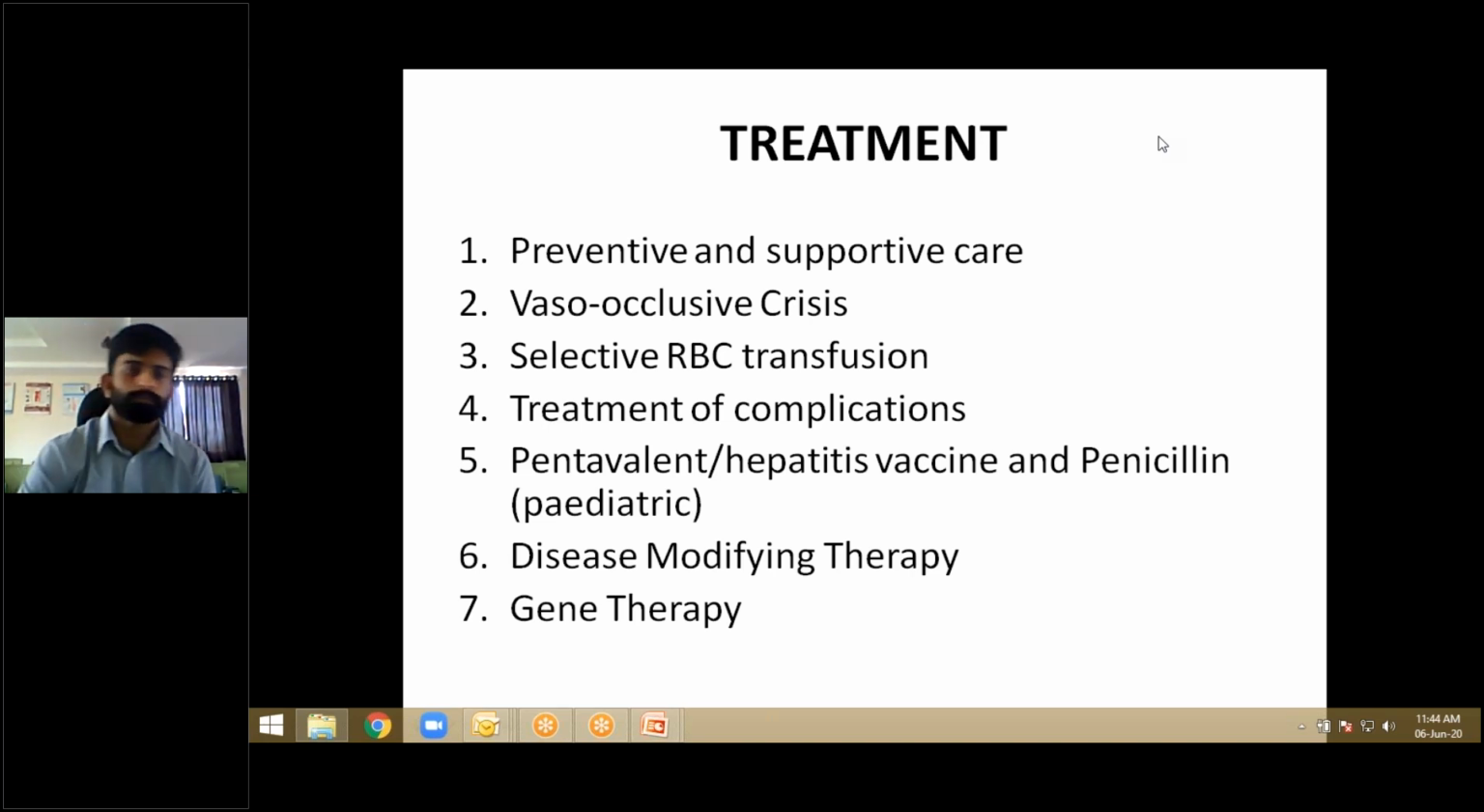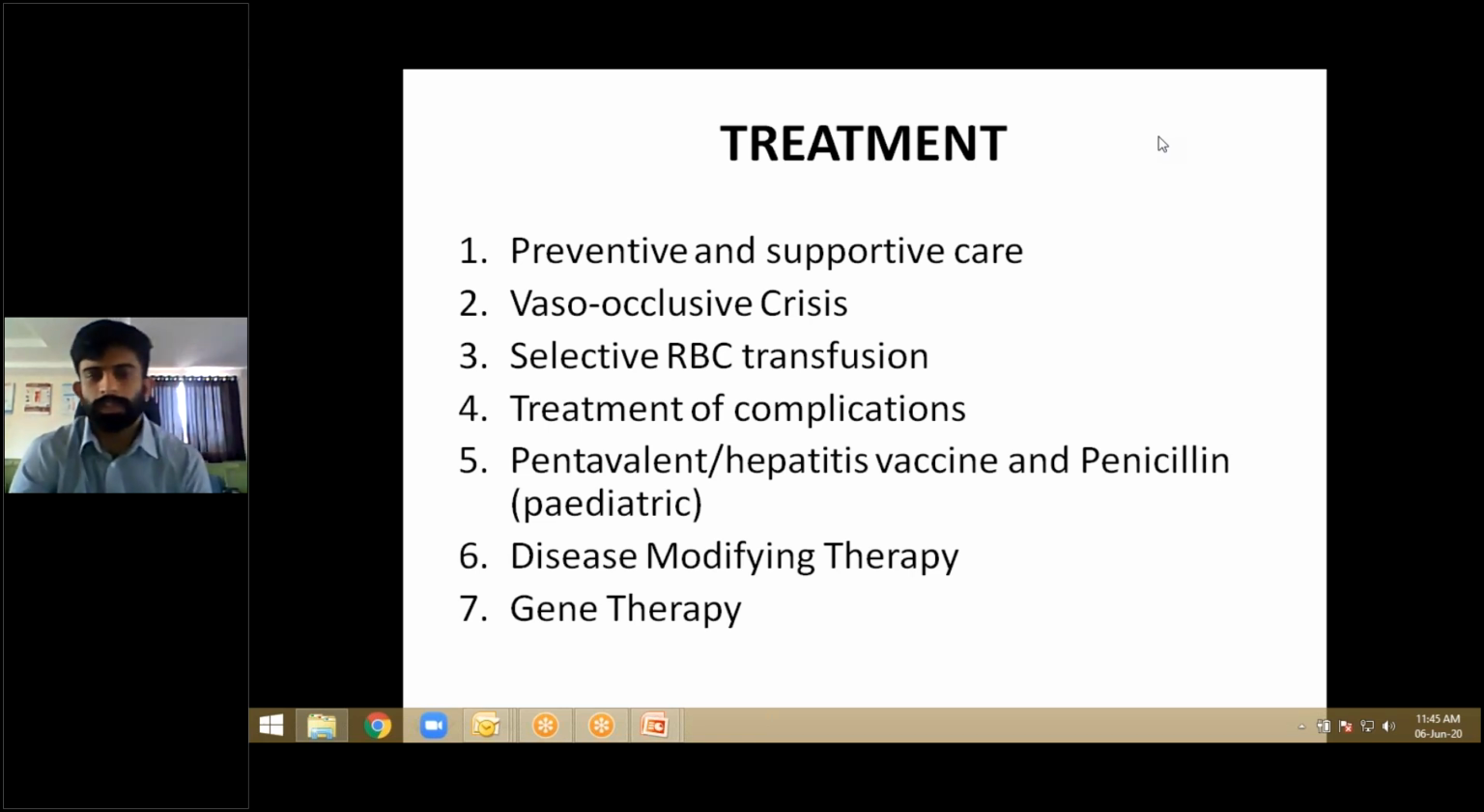So that is important. The fourth one is the treatment of complications. So what are the complications that can occur in sickle cell anemia? All that can be treated separately. So under every subheading, the treatment of complications will be discussed. The fifth one is the use of a pentavalent or hepatitis vaccine and penicillin prophylaxis, especially in children, to prevent the infections in sickle cell anemia.